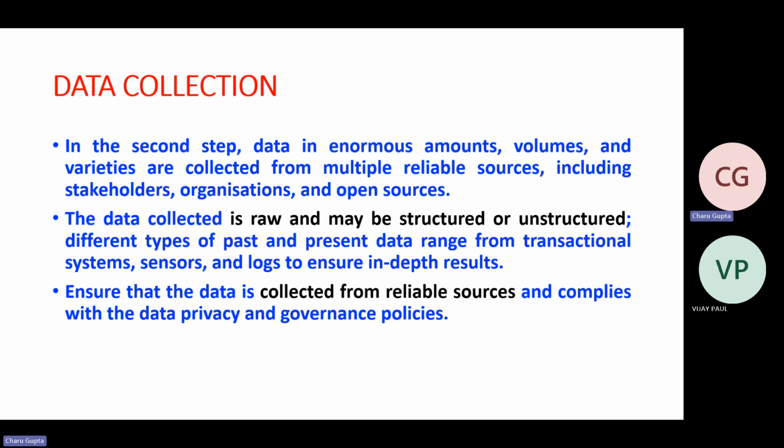So, in the first step, while we define the problem, we understand the requirements and we define the project outcomes. In the second step, we start collecting the data because we have now understood the problem and we have our requirements. We collect the data from reliable resources, from various stakeholders, organizations, and open sources.